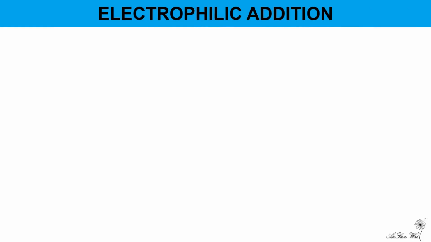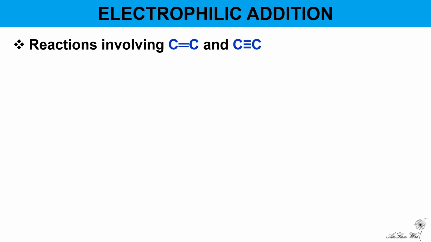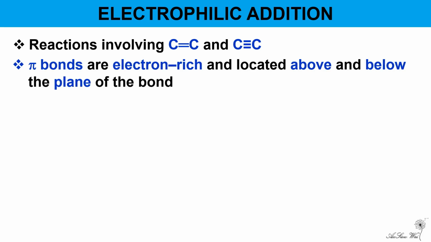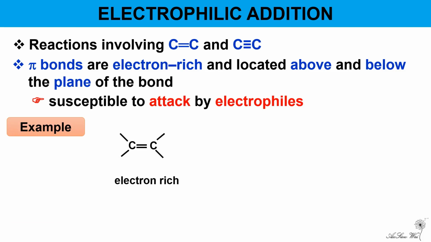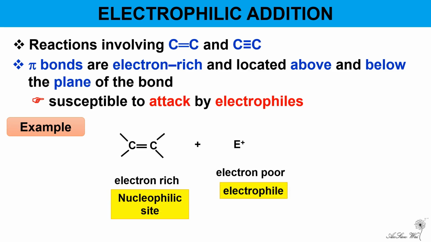Electrophilic addition. Reactions involving a carbon-carbon double bond and a carbon-carbon triple bond. Pi bonds are electron-rich and located above and below the plane of the bond. Thus, they are susceptible to attack by electrophiles. Example: the carbon-carbon double bond, which is rich in electrons and acts as a nucleophilic site, reacts with an electrophile, which is an electron-poor species.